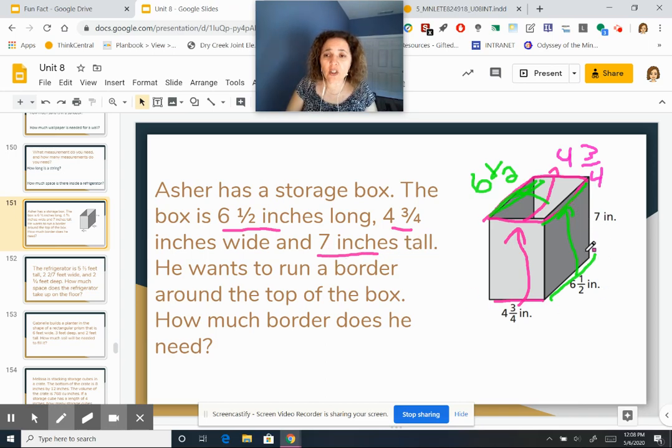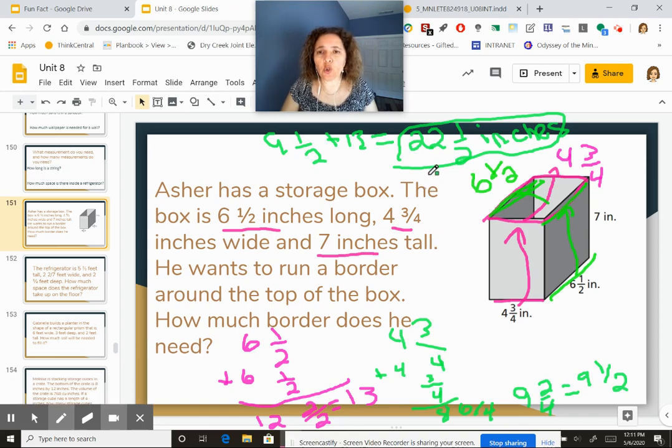Do I need the 7 inches? No, I don't need them. I just need to know how much border I need to go around. So in order to find the perimeter, what do I got to do? That's right, I got to add. So I got to add 6.5 plus 6.5, 4 3/4 plus 4 3/4. So go ahead and do that and then come back to me for the answer.